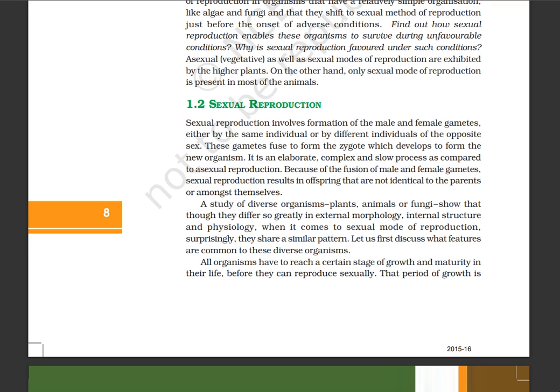parents or amongst themselves. A study of diverse organisms, plants, animals or fungi, shows that though they differ so greatly in external morphology, internal structure, and physiology, when it comes to the sexual mode of reproduction, surprisingly, they share a similar pattern. Let us first discuss what features are common to these diverse organisms.